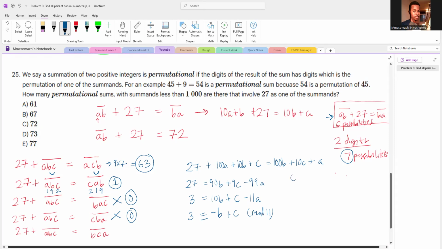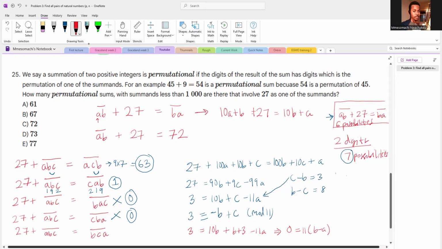So what does this mean? We have C minus B equals 3 or B minus C equals 8. Okay, so these are the two possibilities. If C minus B equals 3, then if we plug that into this equation here, let me switch back to my red. So basically C is equal to B plus 3. So we have 10B plus B plus 3 minus 11A. So 3 cancels out. So this is equivalent to 0 equals 11 times B minus A.